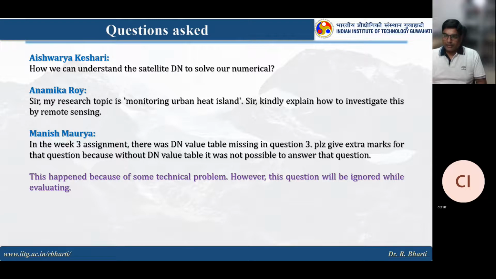There are many such queries in the discussion forum, so I just put Manish's question here. The week 3 assignment question number 3 will be ignored while evaluating, so don't worry about that. This happened because of some technical problem. I uploaded the question, but somehow that matrix was not uploaded. So I will exclude this in the evaluation, right? Don't worry about that.